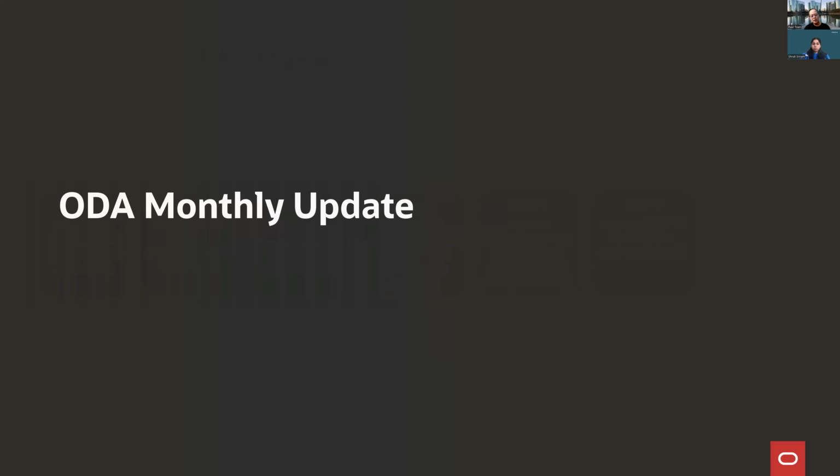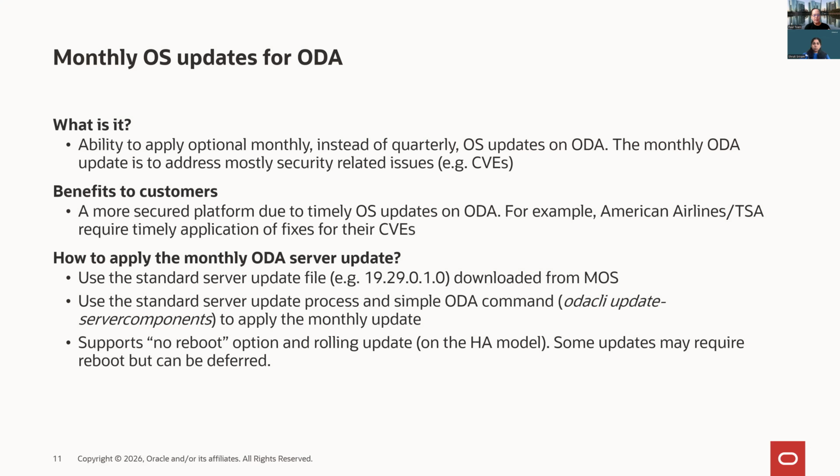Then we'll show you how to do the monthly update. Like I say, this is a new thing for this platform. It's an optional thing. You don't have to do it, but if you want to do more frequent operating system updates on the ODA, then you can. It's primarily to address security-related issues like vulnerabilities. The benefit to customers is a more secure platform and more timely updates, so you don't have to wait for 3 months. We have customers that require more frequent and timely fixes, so we're providing this capability.